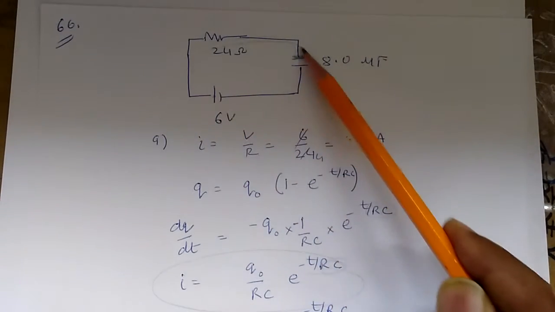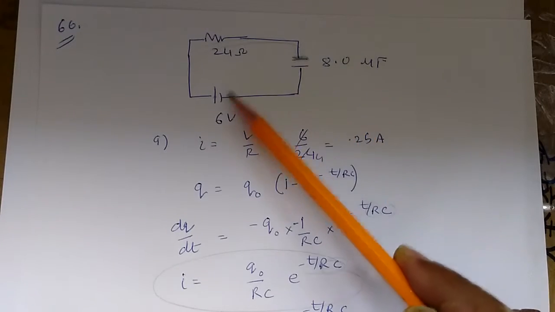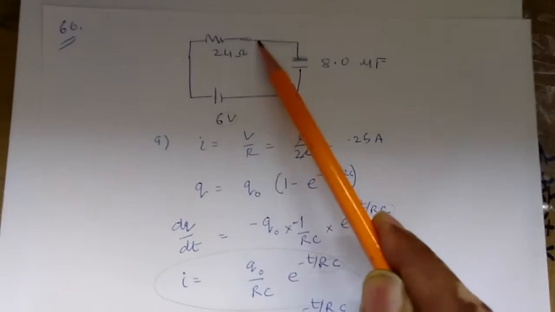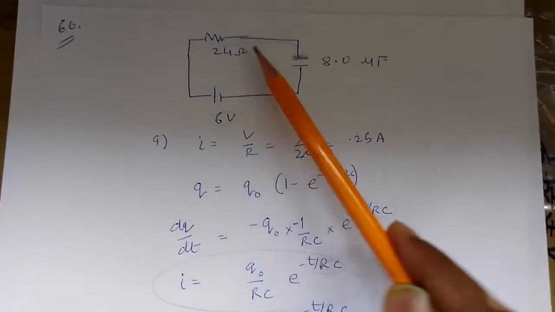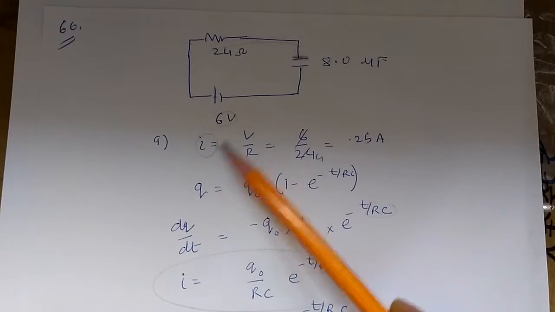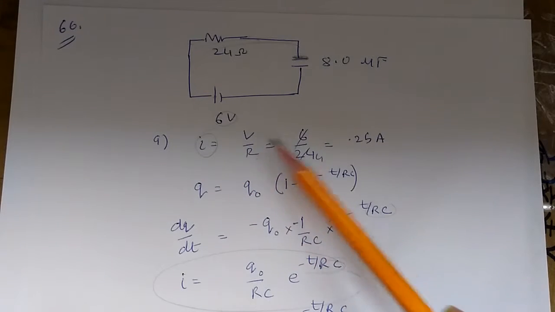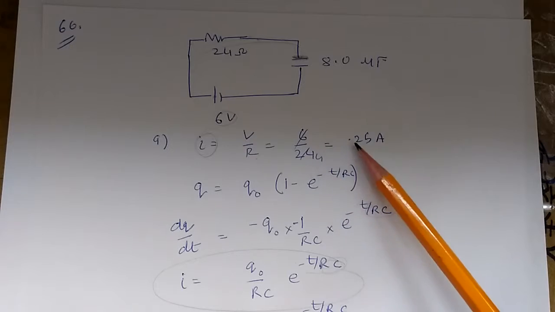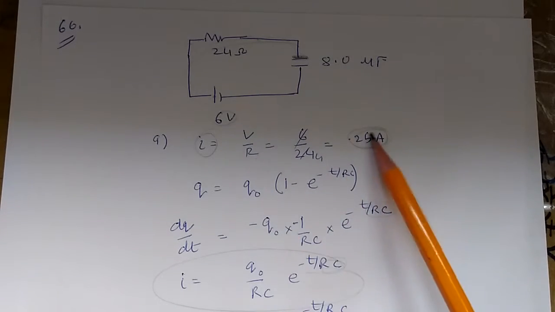As time passes, more charge accumulates across the capacitor. For example, if the battery is 6 volt, at some point the capacitor voltage will become 2 volt, the voltage across the resistor will decrease to 4 volt, and the current will reduce. But initially the surge current is very high, given by V by R, or 6 divided by 24, or 1 by 4, or 0.25 ampere. That is the initial current.